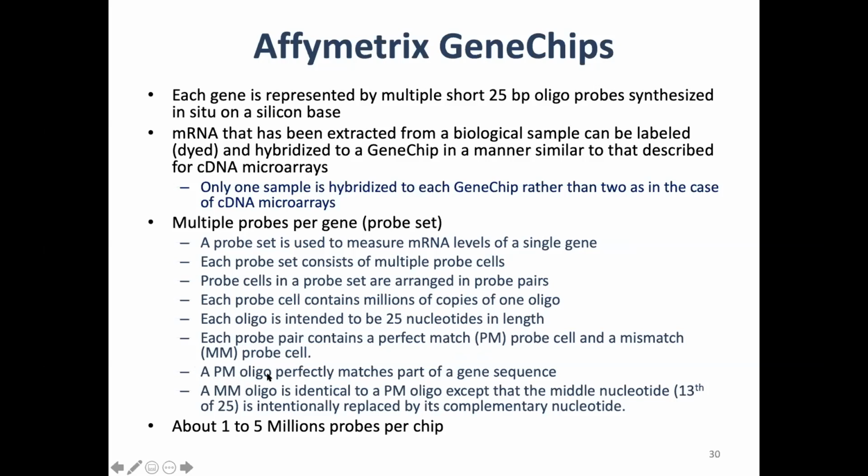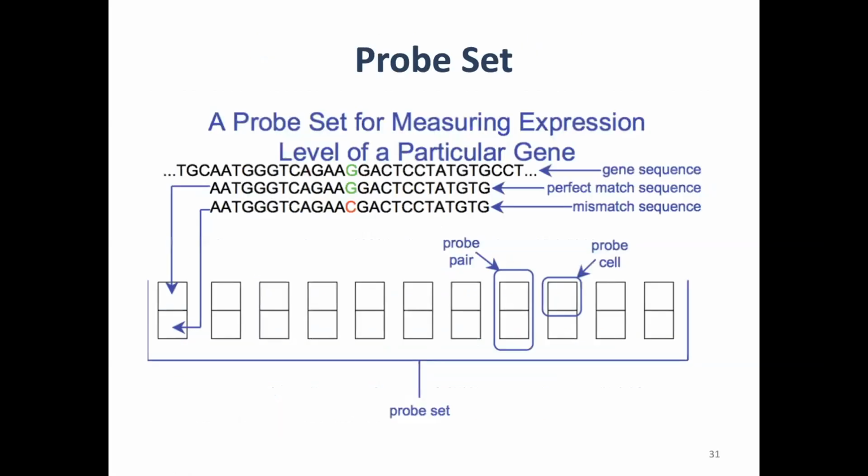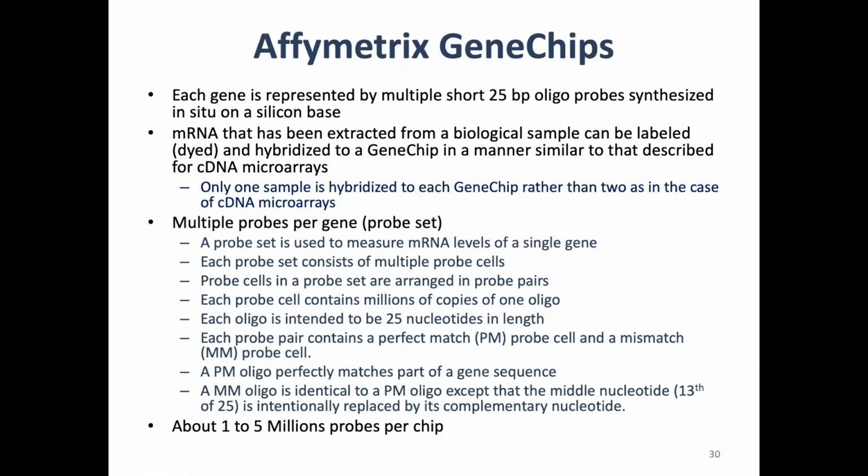A PM perfect match oligo perfectly matches part of the gene sequence, whereas the MM mismatch oligo is identical to the PM oligo, except that the middle nucleotide, the 13th position of the 25 base pairs, is intentionally replaced by its complementary nucleotide. And there are 1 to 5 million probes per chip.